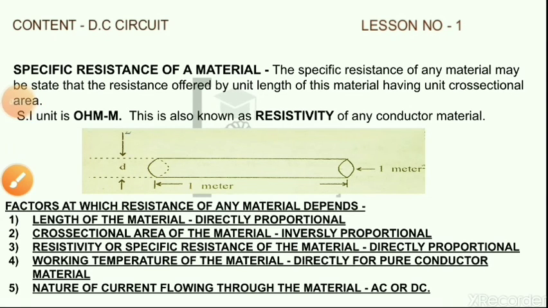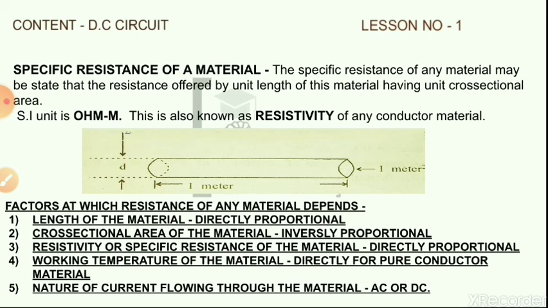Now let's discuss the factors on which the resistance of any material depends. The first factor is the length of the material. From the laws of resistance, we know the length of the material is directly proportional to the resistance. It means if the length of the material increases, then the resistance of the material also increases.